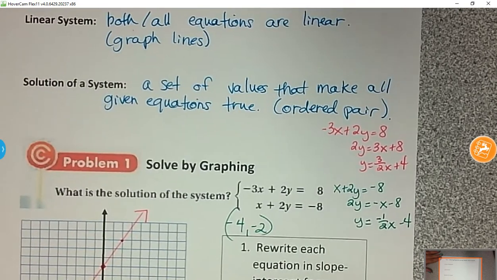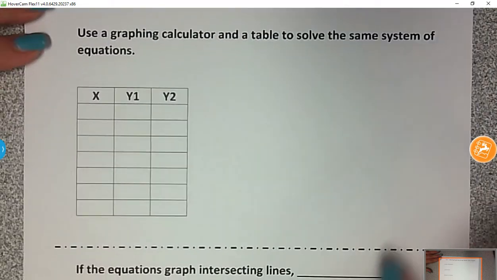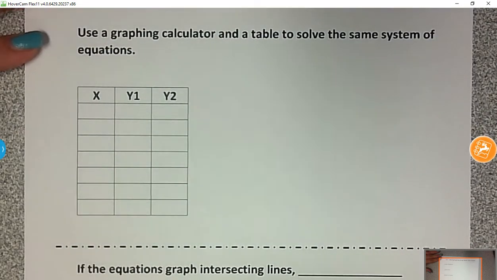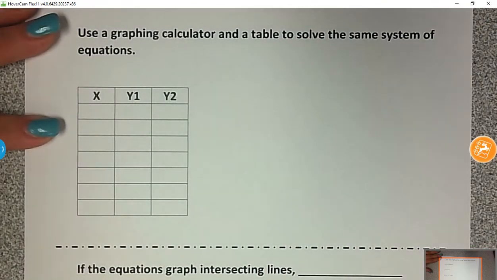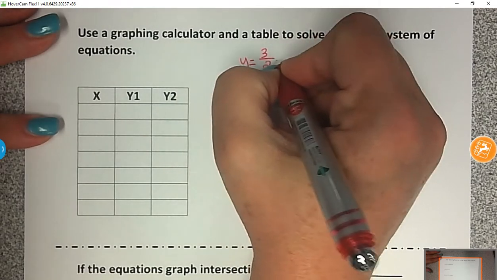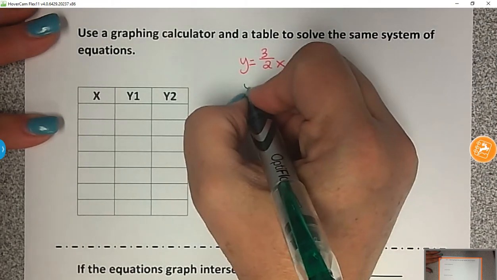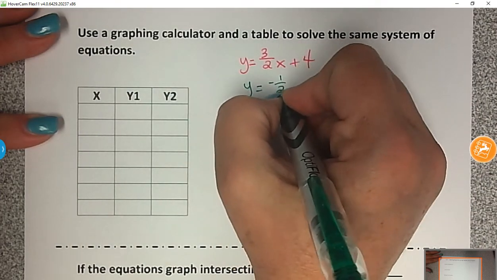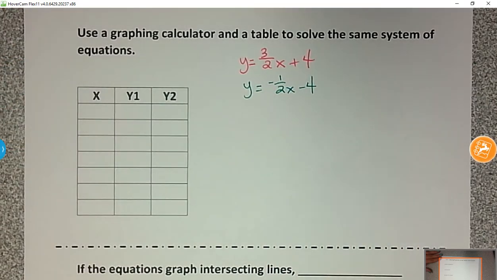So now, the next thing we're going to do is use our graphing calculator, and we're going to do the same system of equations. So I'm going to go ahead and rewrite down my equations after I've got them in slope-intercept form, because that's what we'll have to enter into the calculator. And we're going to take a look at what our table looks like when we enter both of those.